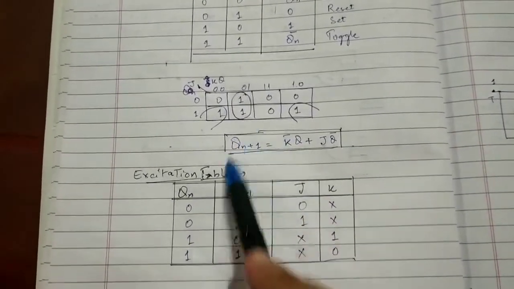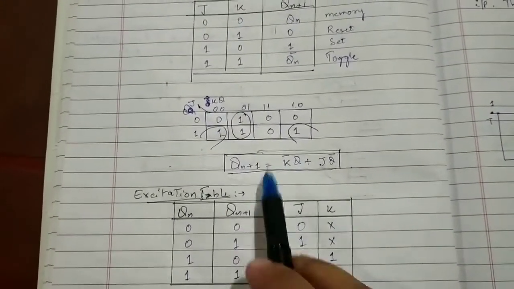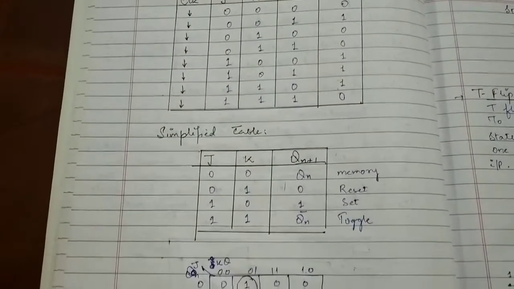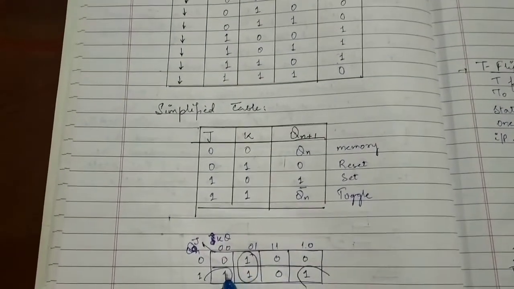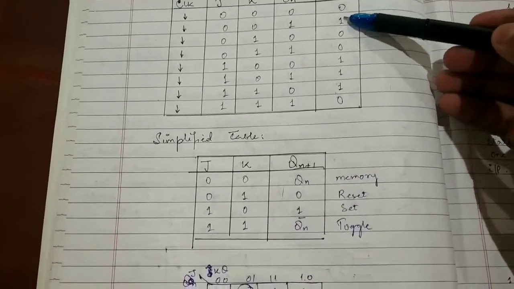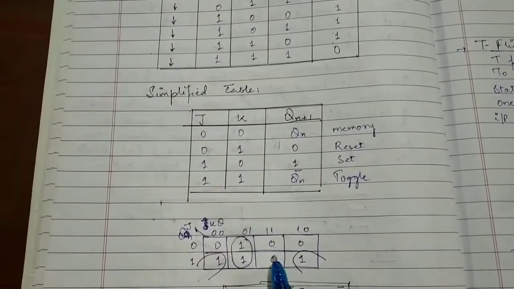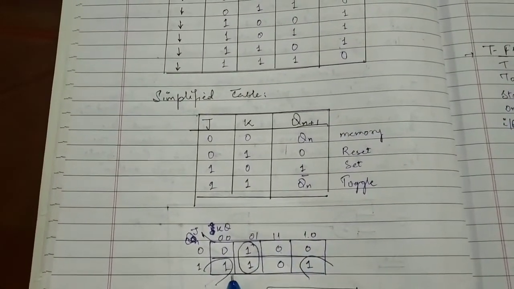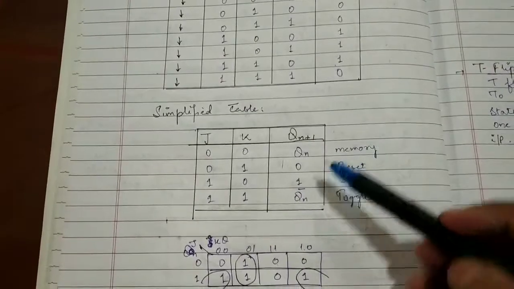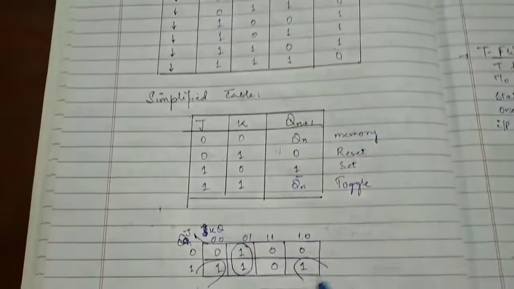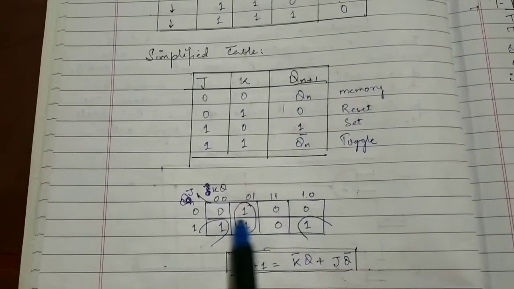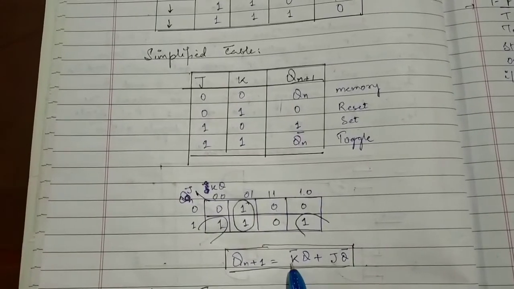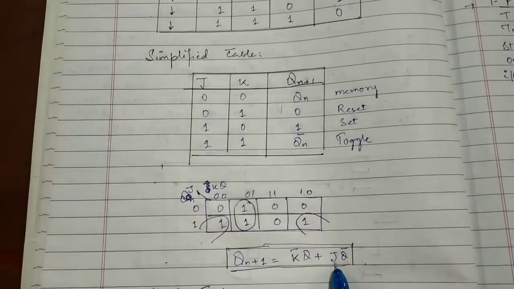Now in order to determine the characteristics equation, we usually write the corresponding entries of the Qn plus 1 into the corresponding cells of the K-map. In cells number 1 and 2 we have 0, 1, 0, 1. In cells number 3, 4 we have 0, 0, 0, 0. In cells number 5, 6 we have 1, 1. In cells number 7, 8 we have 1, 0, 1, 0. After necessary grouping we get the Qn plus 1 characteristic equation, that is equal to K bar Q plus J Q bar.